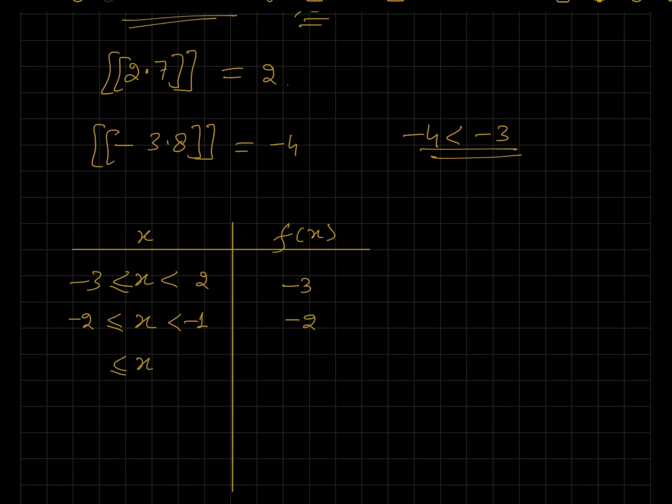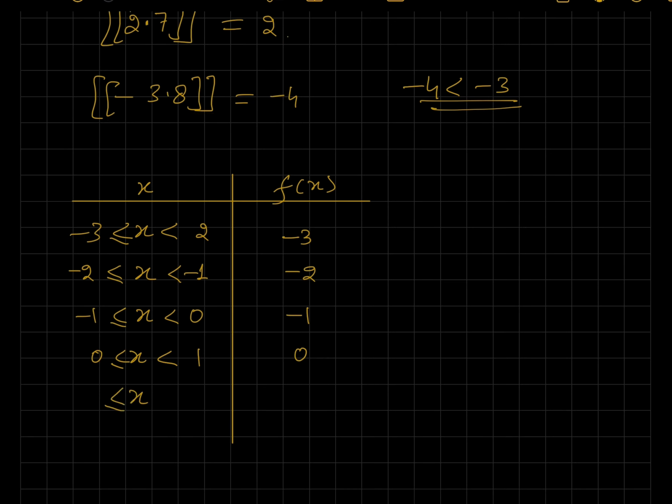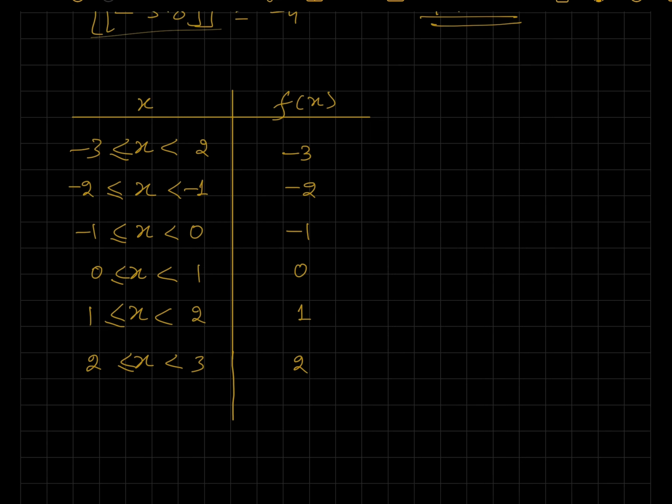Next, x greater than or equal to negative 1 and less than 0, all would be rounded down to negative 1. x greater than or equal to 0 and less than 1, all would be rounded to 0. Then x from 1 to 2, it would be rounded down to 1. x greater than or equal to 2 and less than 3 would be rounded down to 2. Then x greater than or equal to 3 and less than 4 would be rounded down to 3. Now let us quickly plot this graph here.